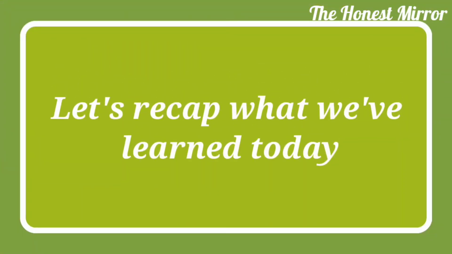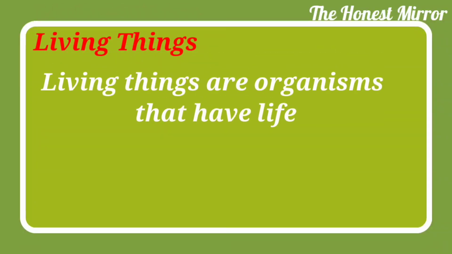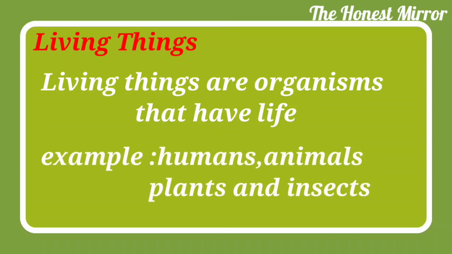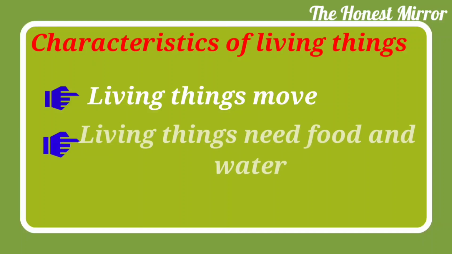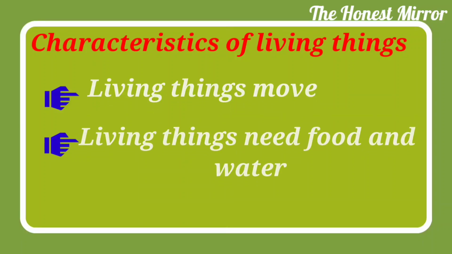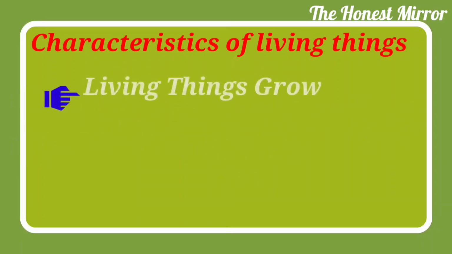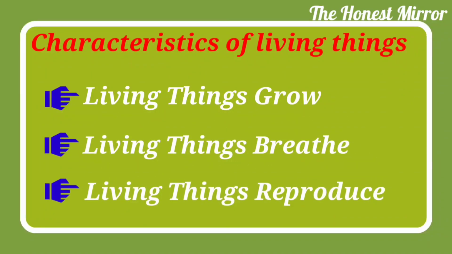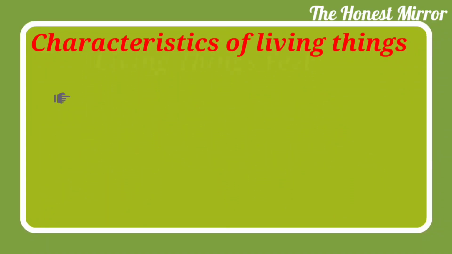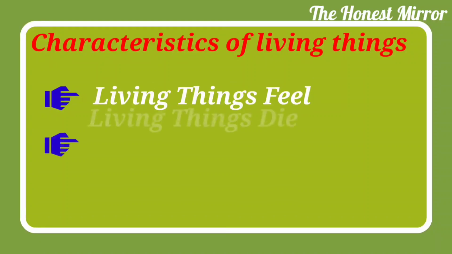Let's recap what we've learned today. Living things are organisms that have life. Examples: humans, animals, plants, and insects. Characteristics of living things. Living things move. Living things need food and water. Living things grow. Living things breathe. Living things reproduce. Living things feel. Living things die.